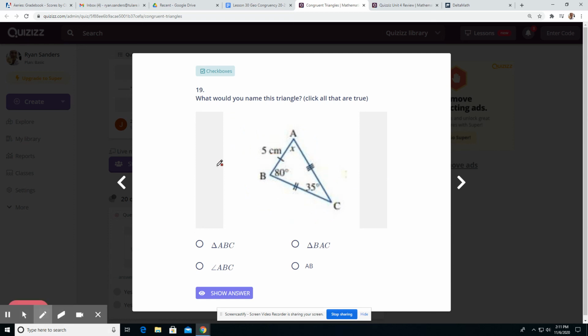What would you name this triangle? Click all that are true. All right, so we want to name the triangle. So that's just an angle. You need three parts for a triangle. So ABC, does that connect? ABC? Yes, that could be it. Does BAC connect? Yes, that connects also. So it has to have all three letters.